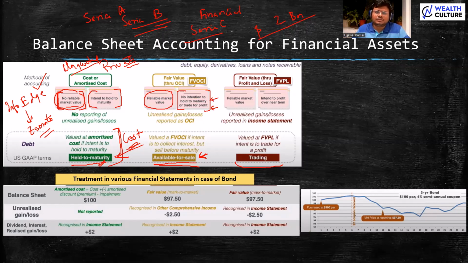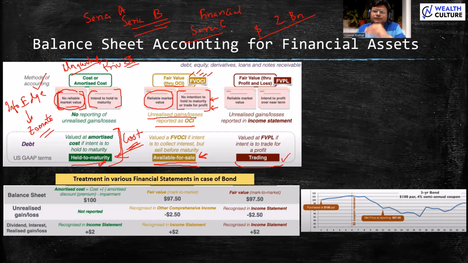So these assets are valued at fair value. The accounting method that is used here is called fair value through other comprehensive income, OCI. OCI is other comprehensive income. What happens is that any unrealized gains or losses are reported through other comprehensive income. Now, I'll show you what other comprehensive income is. Then we have a third category of assets which are specially earmarked for trading.